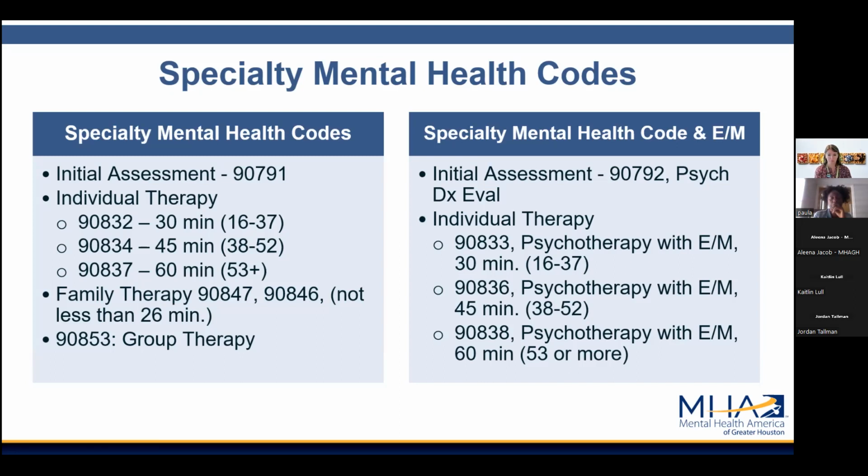Does anybody have an idea what's the difference between specialty mental health codes and specialty mental health codes with E&M services, with the evaluation? Catherine, you have to unmute yourself. This is what I look for. It's who delivers the service. Prescribers can do the 90792, 90833, 90836. So psychiatrists, psychiatric nurse practitioners, and then the specialty mental health codes are associated with people who are not licensed to prescribe medications. So the therapists, counselors, psychologists often are the ones who deliver the 90791, the left side of the picture. Yes, very good.